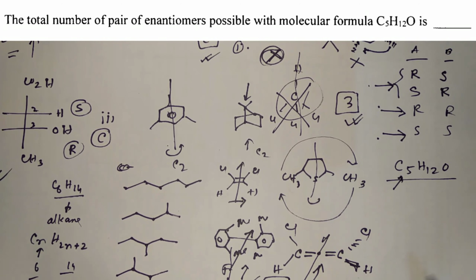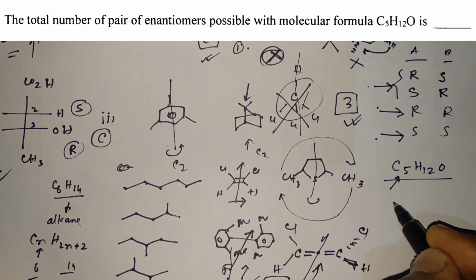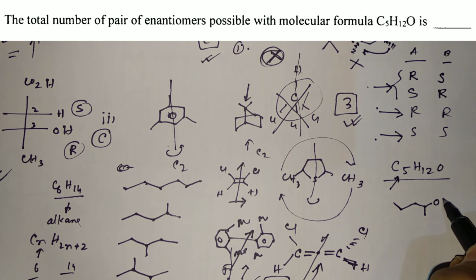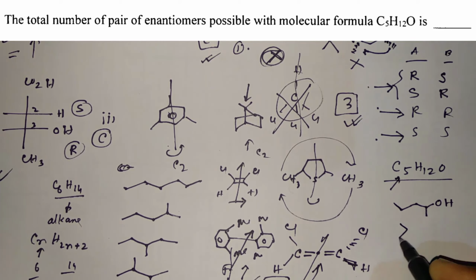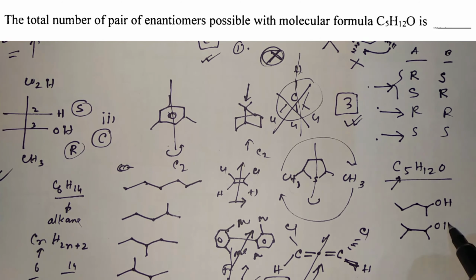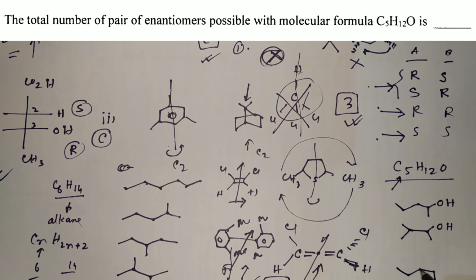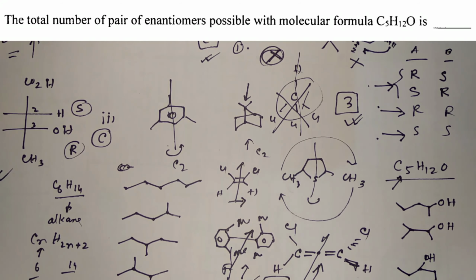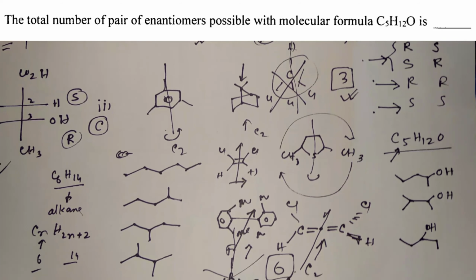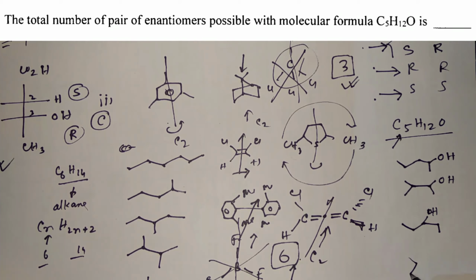Okay. So the first possible structure will be like this. The second structure will be like this. The third structure will be like this. And the fourth structure will be like this.